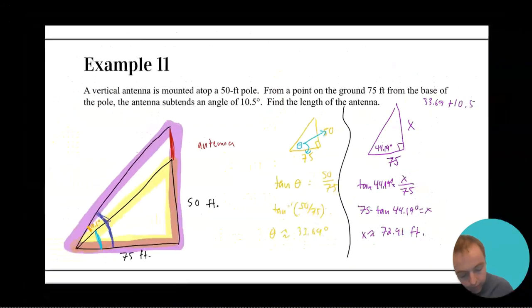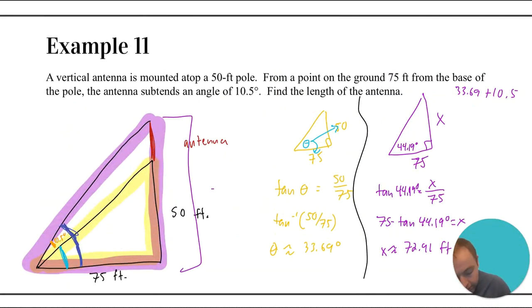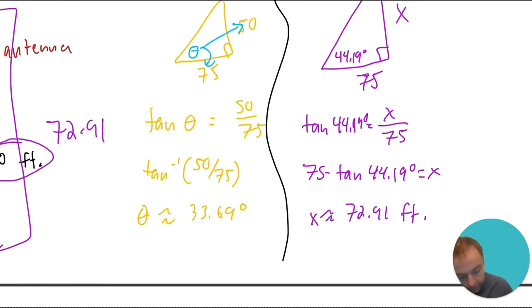And then once we know that this overall distance right here is 72.91, 50 feet of which is the pole, then the rest of that would be the antenna. So if you just subtract 50 from 72.91, it's going to give you 22.91 feet, which of course would be then the height of that antenna.